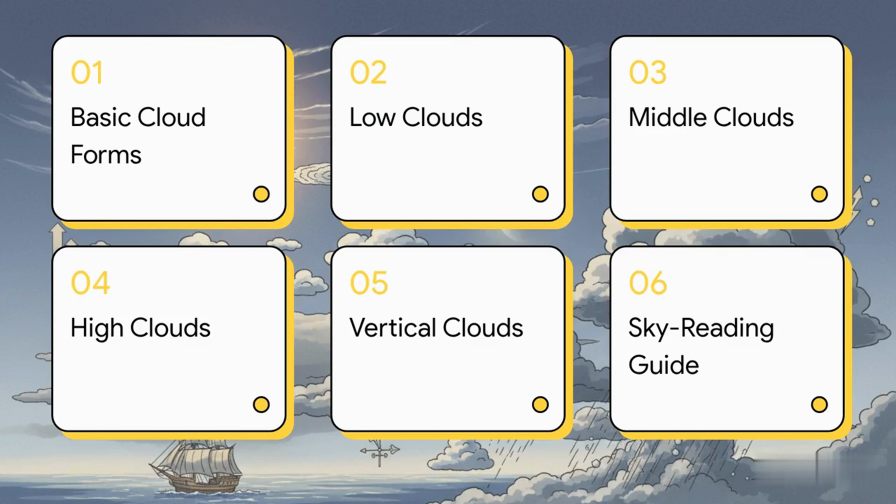Okay, so here's our game plan. We're going to start with the three basic shapes. Then we'll take an upward journey through the atmosphere, meeting the cloud families at each level. We're talking low, middle, and high. We'll wrap things up with the absolute giants that span all the levels. And don't worry, I'll leave you with a handy guide to pull it all together.